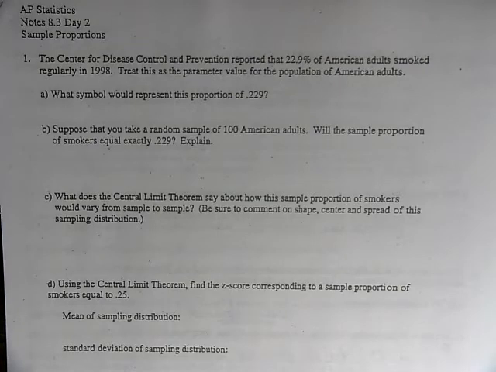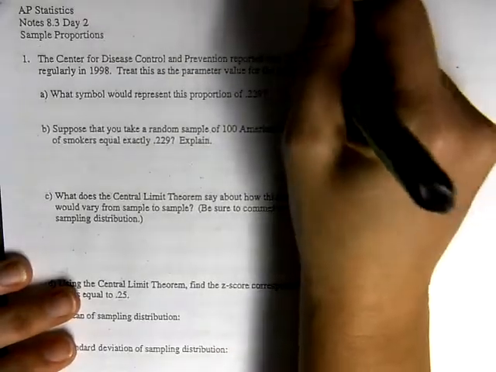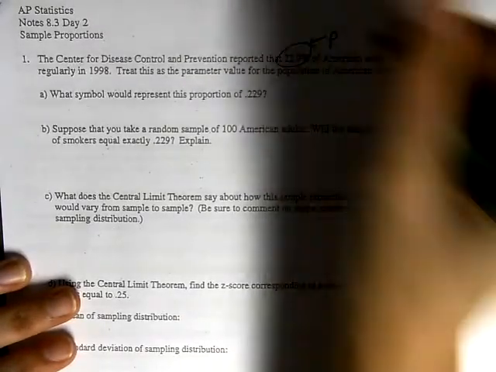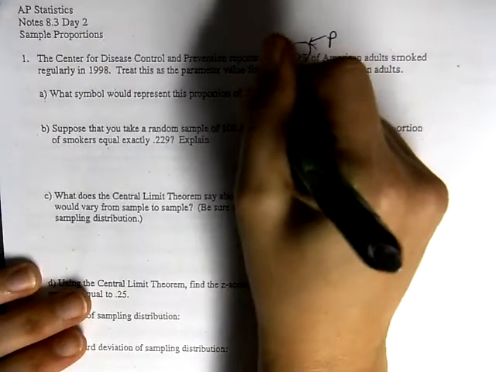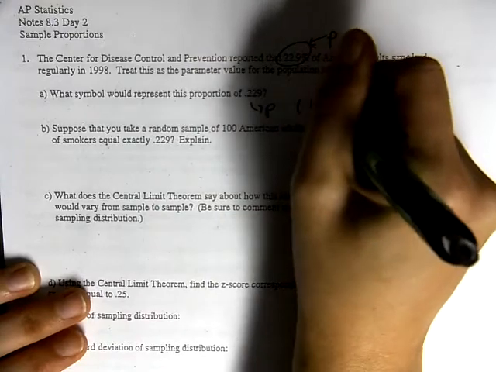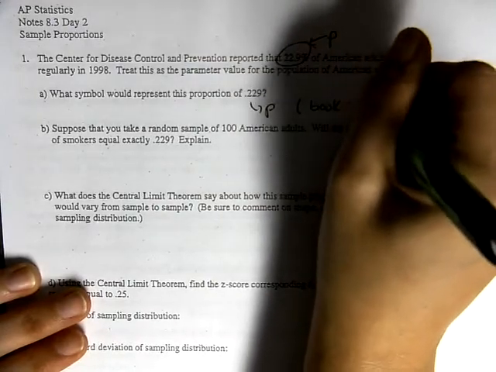The Center for Disease Control and Prevention reported that 22.9% of American adults smoked regularly in 1998. Treat this as a parameter for the population of American adults. So this is our p-value. I just gave it away. What symbol would represent 0.229? P. In your book, it's pi.